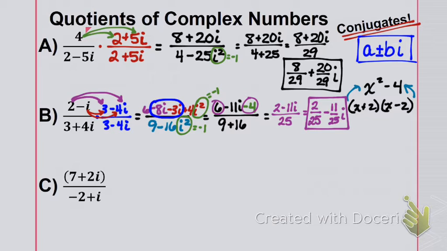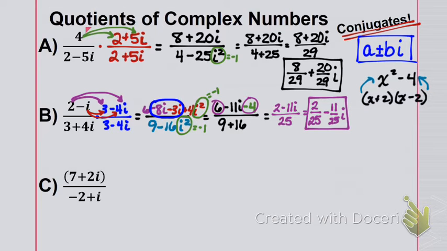Let's try this last one here, C. Tell me what to multiply by. Negative 2 minus i, yes. So I'm going to multiply the top by negative 2 minus i and do the same thing on the bottom.